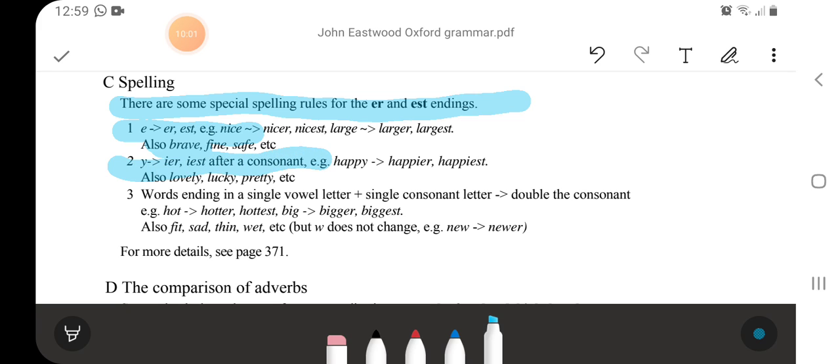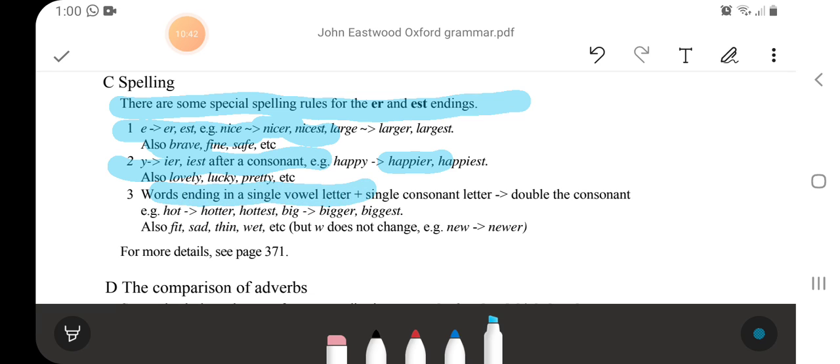With Y, whenever a word is ending with Y as a consonant, you will use I, E, R. You will not only use E, R, but you have to use I, E, R, because after Y you have to put I. Like pretty, prettier. With nice you just added E, R, but here a word which is ending with Y, you have used I, E, R. So it's a rule that an adjective which is ending with Y, you will use I, E, R with that.